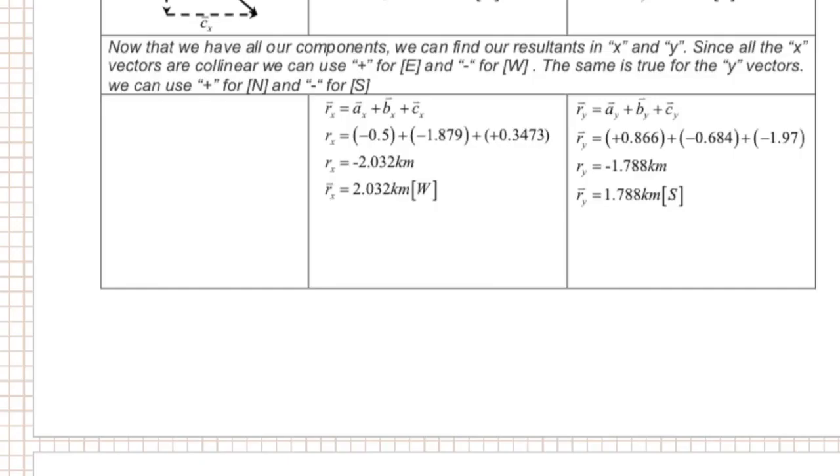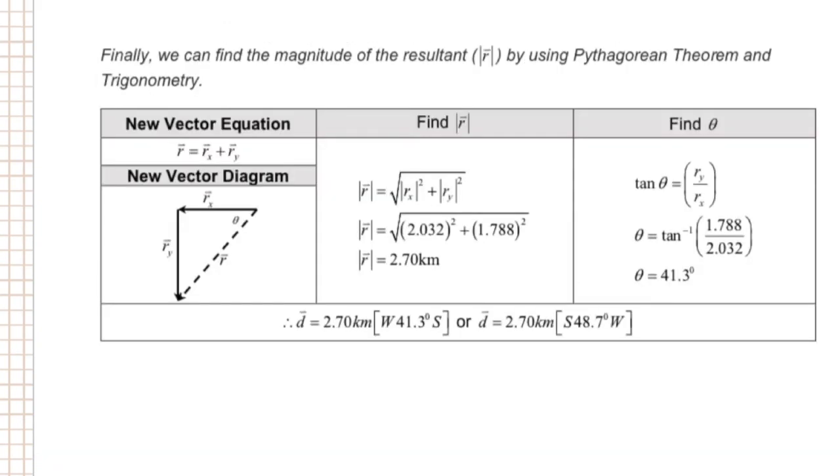So the final stage is we now have to make what's called our new vector equation. So we have Rx and Ry. Now our resultant is actually just the sum of Rx plus Ry. Technically you could do Ry plus Rx, but I almost always do Rx plus Ry. Only reason why? Alphabetical order. I didn't say it was a good reason. So here we go. We start off with our new vector equation, and that is vector R is equal to vector Rx plus vector Ry.